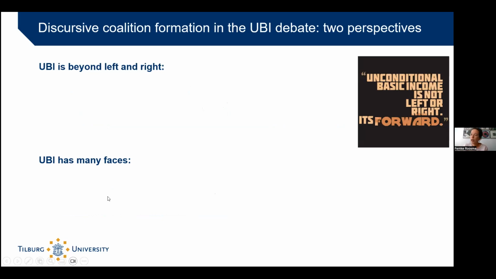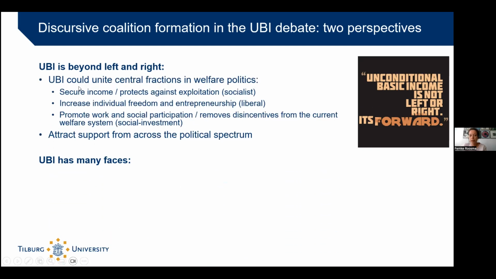And I think that in the UBI debate, or in the literature, actually there are two main perspectives that look at UBI as a certain policy proposal. The first perspective is mentioned by a lot of proponents of UBI, and they argue that a universal basic income is beyond left and right. So they would argue that UBI is potentially an interesting policy proposal because it's able to unite central factions in welfare politics. So, for instance, on the one hand, it's argued that UBI is able to secure income, protect against exploitation, which is really an argument coming from the left, from the socialist side, for instance. Well, on the other hand, UBI is able to give people individual freedom and facilitates entrepreneurship, which is really an argument from the liberal side.